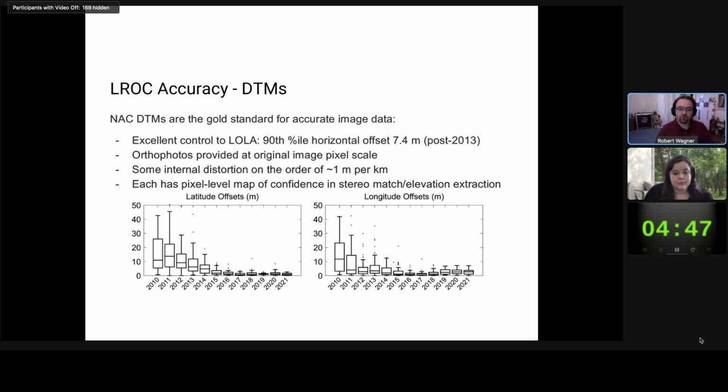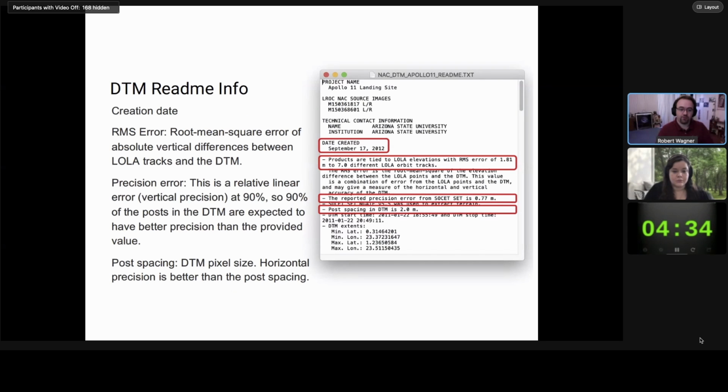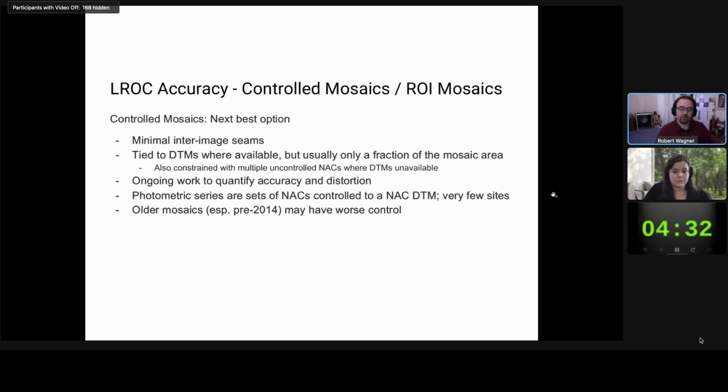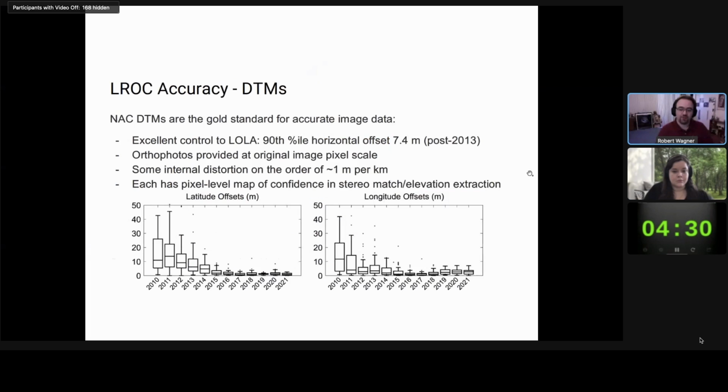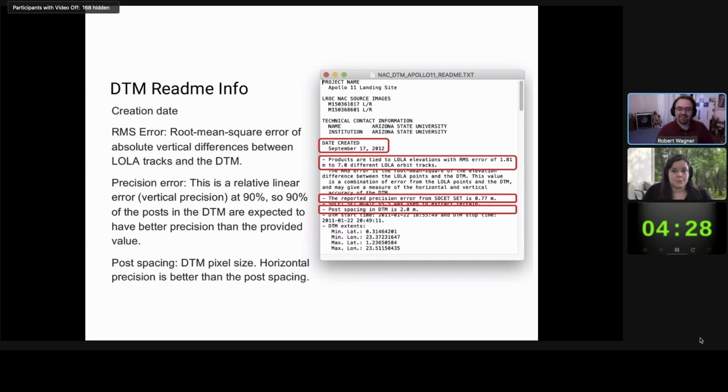Yeah, there's also a pixel level map of confidence in the stereo match solution, so you can figure out how good the model itself is. Next slide. There are some points in the README that are good to look at for figuring out what is going on with the DTM.